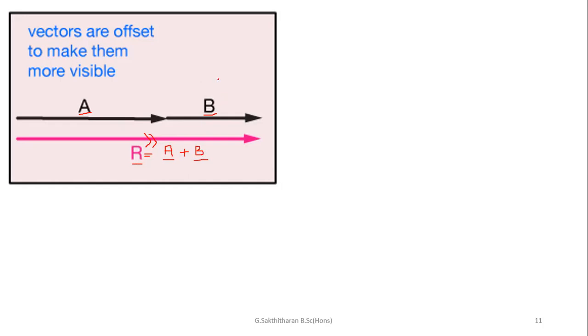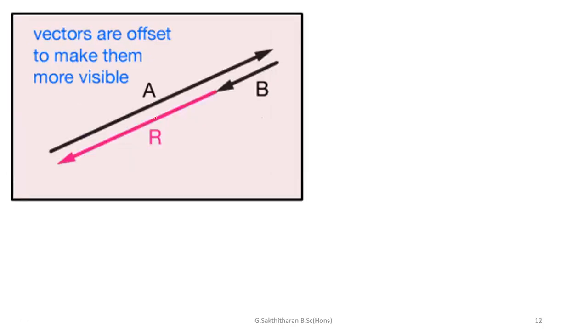If this vector B is have an opposite direction, how to get the resultant? Here, the vector of A in right side direction, vector B is a left side direction, then we can get the resultant force, resultant vectors.